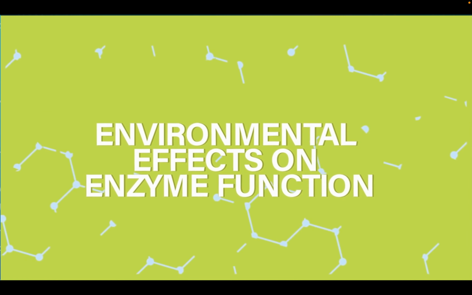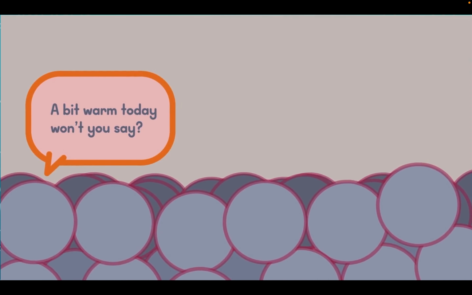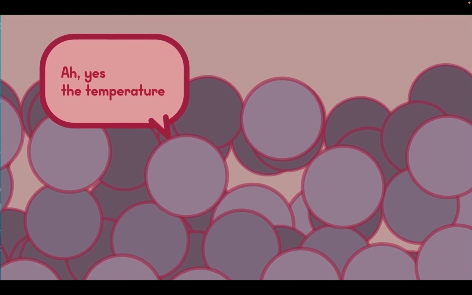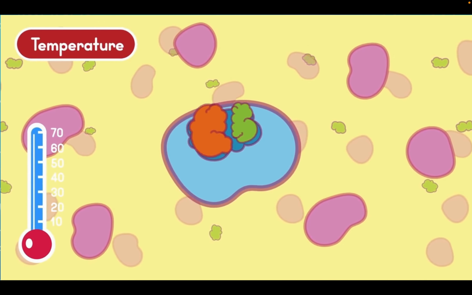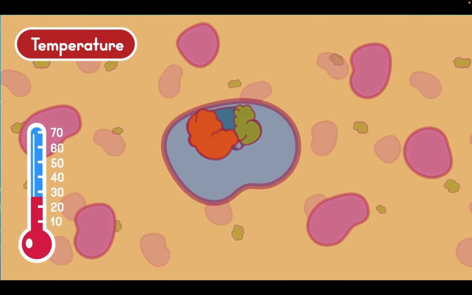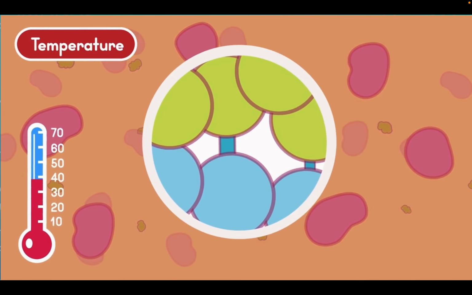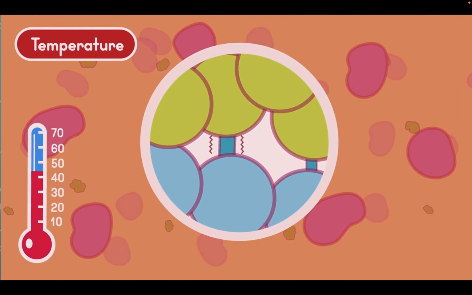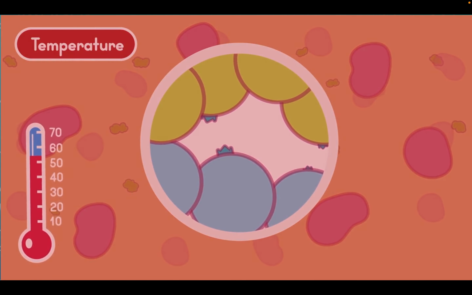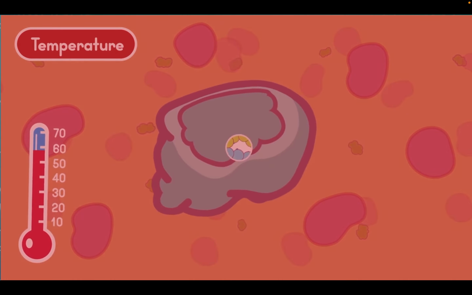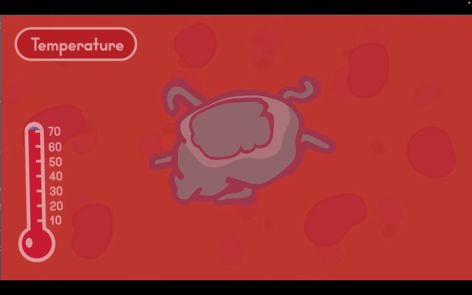Environmental effects on enzyme function. Active sites are very sensitive. They sense even the slightest change in the environment and respond accordingly. Some of the factors that affect the active site and consequently enzyme function include temperature. The suitable temperature for enzymes to function properly is 37 degrees Celsius. Increasing or decreasing the temperature from 37 degrees Celsius affects chemical bonds in the active site, making them less suited to bind substrates. Higher temperatures denature enzymes.